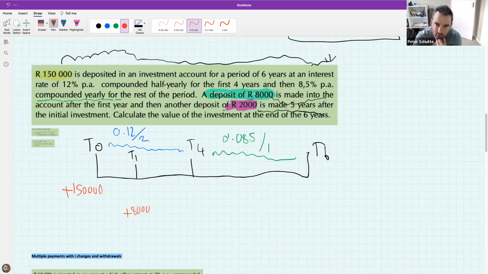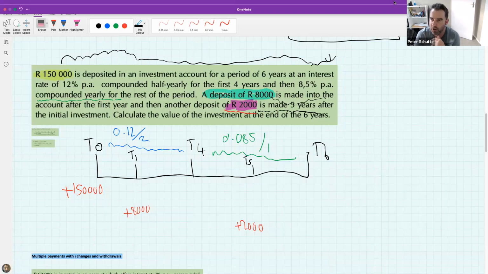Now, am I done with this question? No. I need to figure out where the 2,000 is going to go. So another deposit is made 5 years after the initial investment. If this is only made in year 5, I'm going to have another point on my timeline. And below that, in a separate row, I'm going to put a plus 2000. Now that shows me visually that this only has one more year to grow.